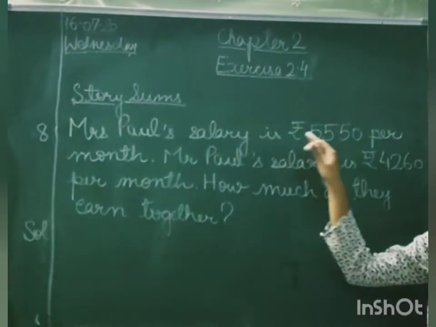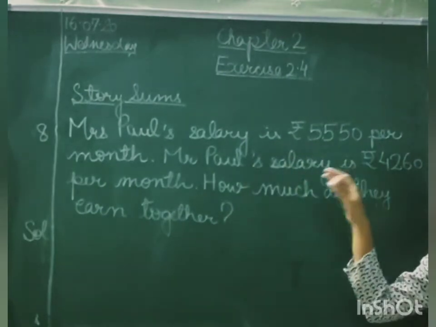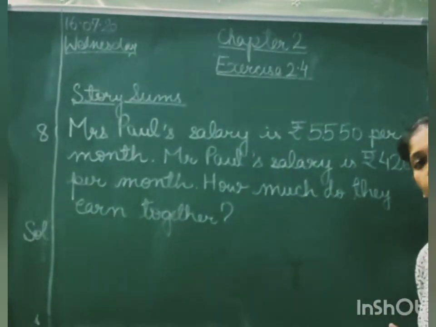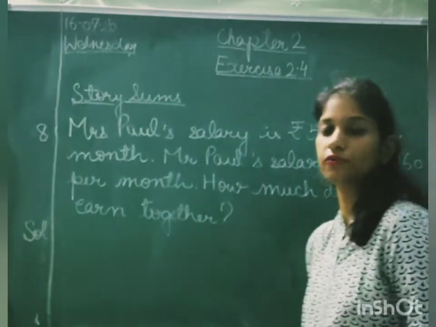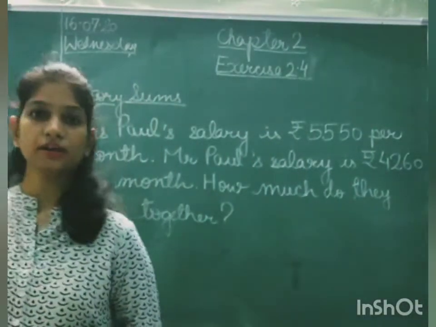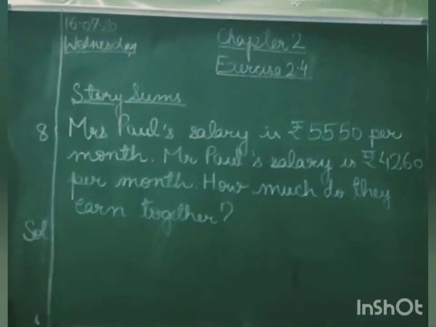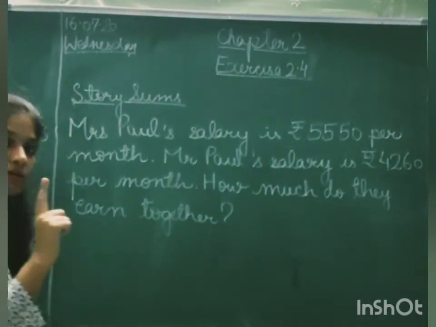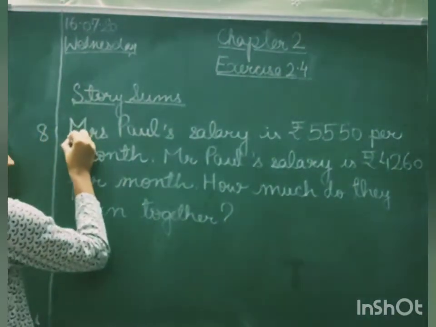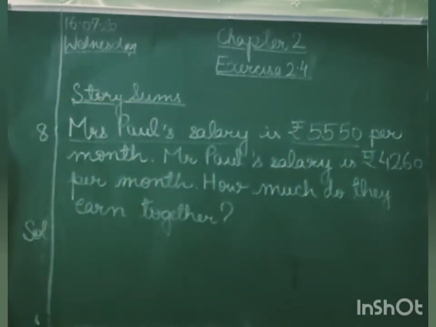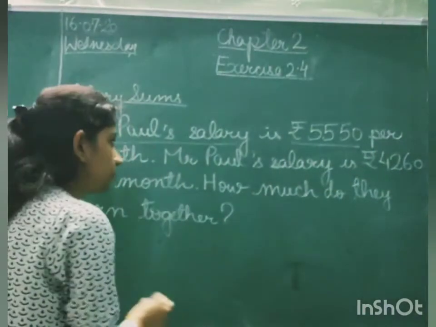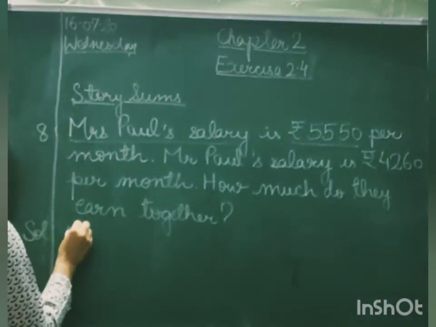So Mr. Paul's salary is this much, Mrs. Paul's salary is this much. What is the total income? So what will you do? You will add it up, right? In order to find the total income, you will add it up. So let's write down the statement. First statement will come from the first line. That is, Mrs. Paul's salary is this much. Okay, so you can also underline it in your book and I'll write it down here.